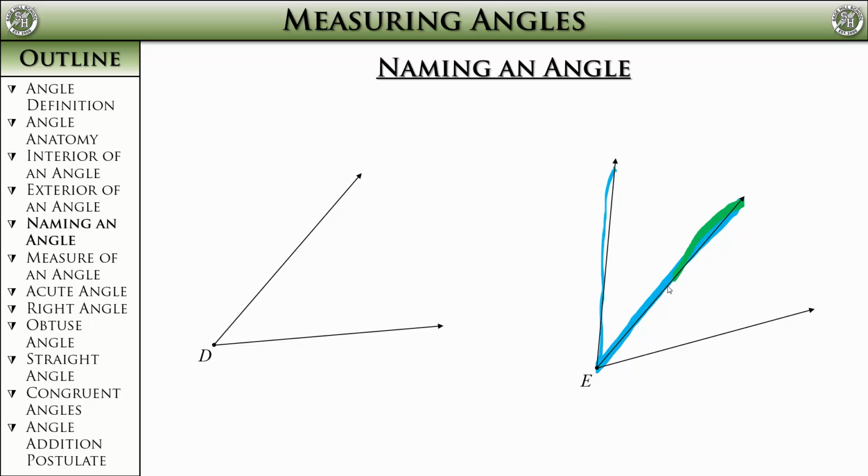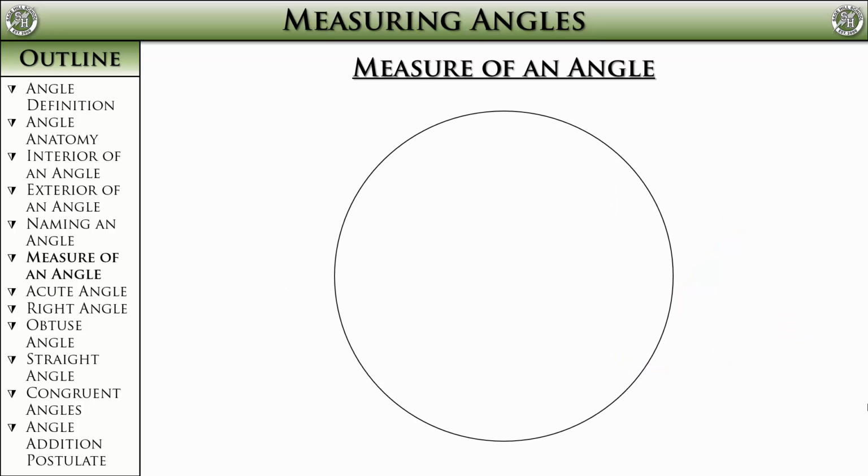There's one here. And then there's the really big angle. There are 3 angles there. Because there's more than one angle possible, you cannot say simply angle E. Angles are measured in degrees.